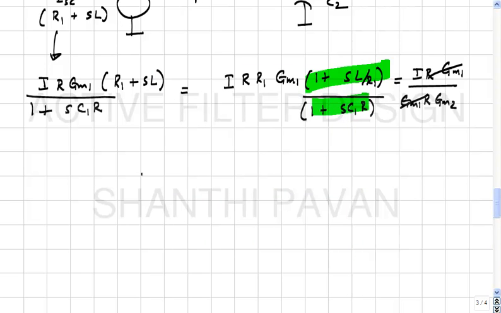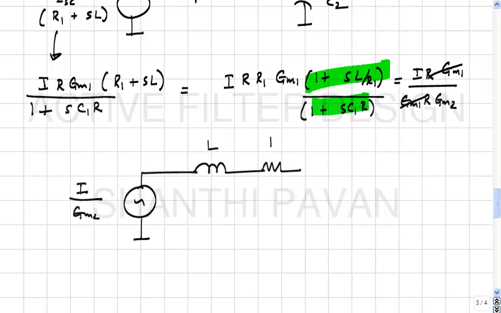So the Thevenin equivalent therefore becomes I times GM2 in series with L, R1 and C2. Okay. So what does this look like? And what is the bottom line? Yeah, it is a low pass filter, fine.